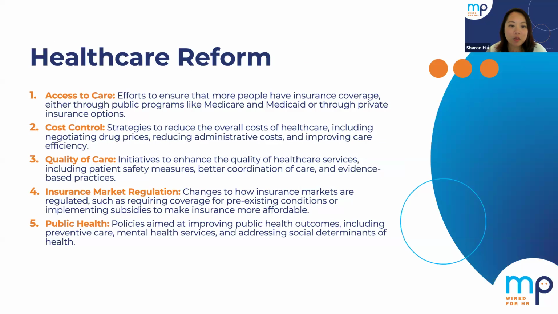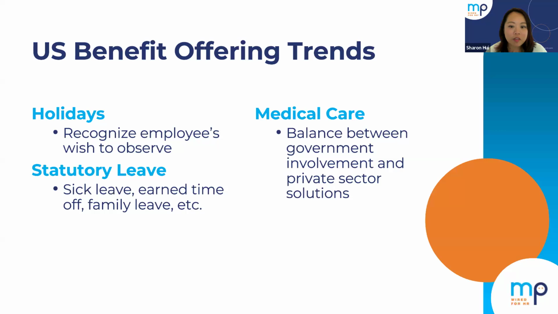When it comes to medical care, there's a balance between government involvement and private sector solutions. Different countries approach healthcare reform in various ways based on their unique needs and systems. In the United States, debates often focus on the balance between government involvement and the private sector, and the impact of reforms on different segments of the population.